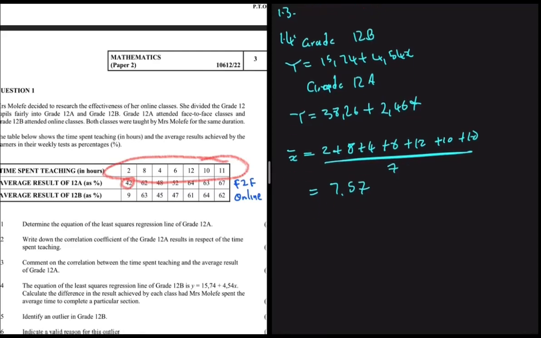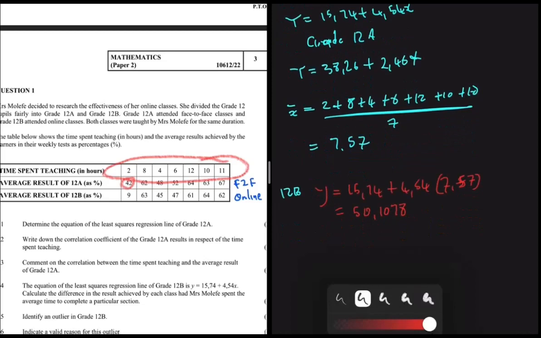So now we have the average time spent. We can then substitute it in our two equations. What are we saying? For 12B, we're going to have y equals 15.74 plus 4.54, and in place of x, we put in the average time, which is 7.57. If you put that in your calculator, you should get 50.1078.